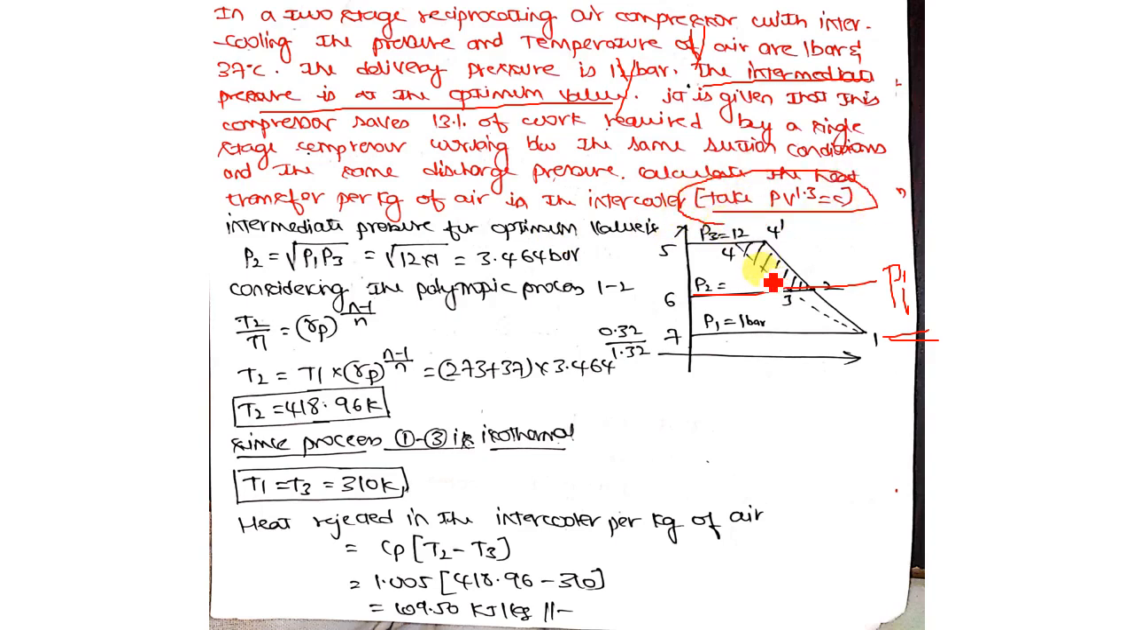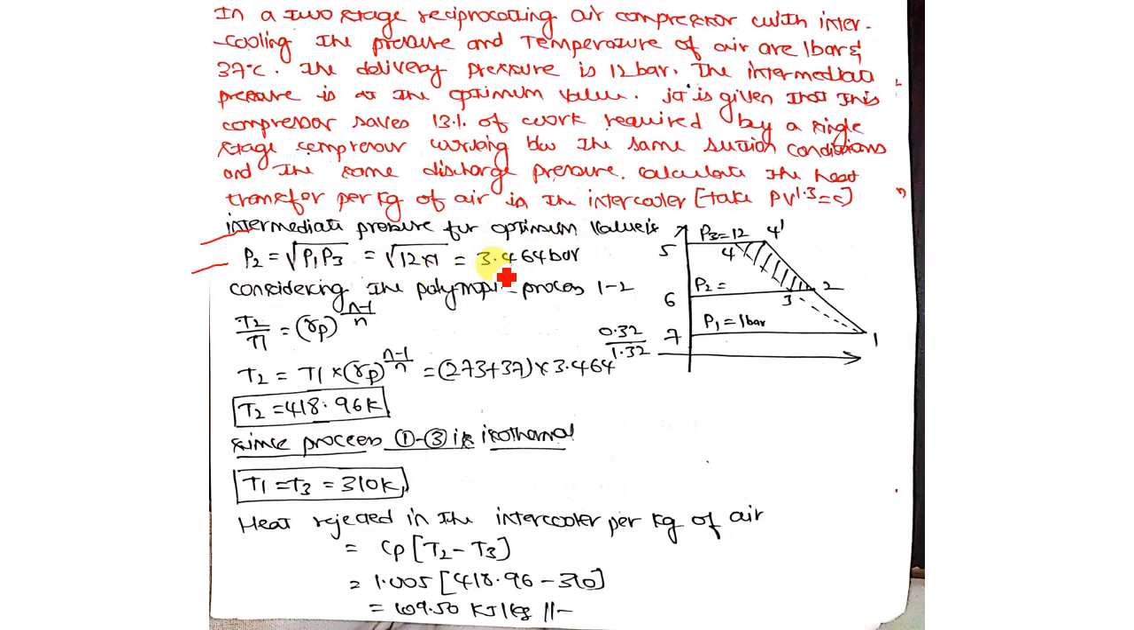So the solution is given as the intermediate pressure for the optimal values, which I have just stated as the condition. P2 is equal to square root of P1 and P3. The P1 value was 1 and the P3 value was 12. Just substitute it. You'll get the P2 value to be 3.464 bar.